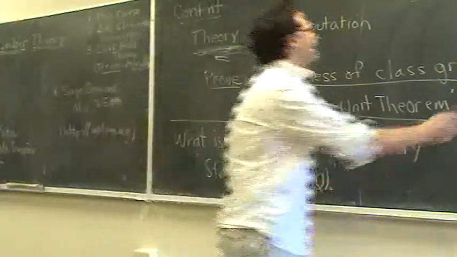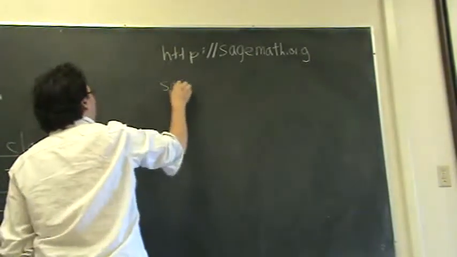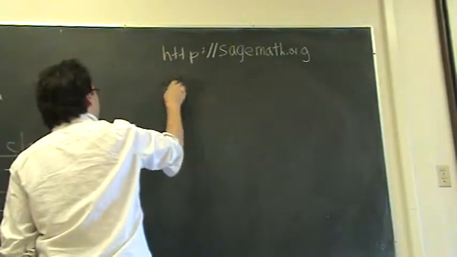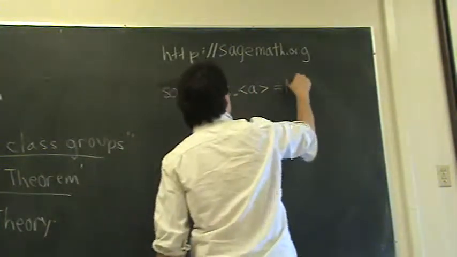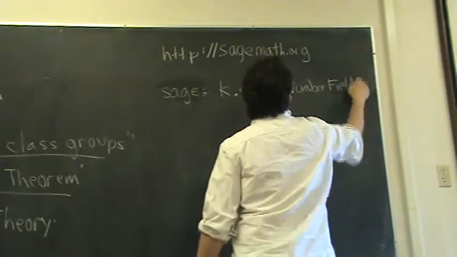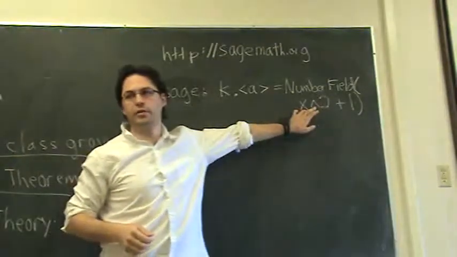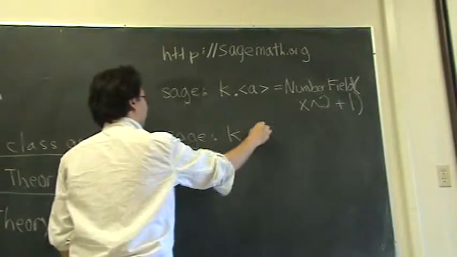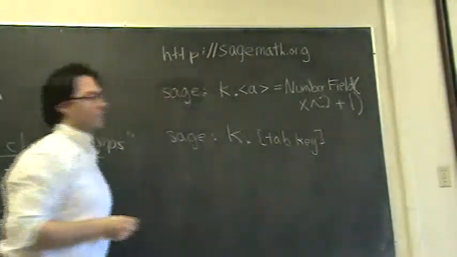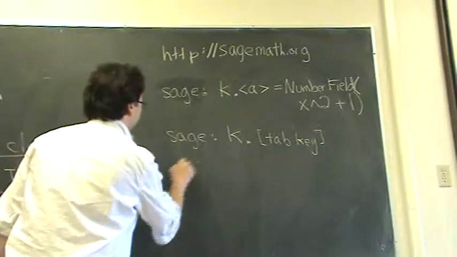Speaking of Sage, by the way, this is software I'll use for a lot of examples, so you might want to take a look at it. You just go to the website, sagemath.org. And here's an example of using Sage to make a number field. The input to Sage is K.<a> = NumberField(x^2 + 1). This makes the number field that's generated by a root of this quadratic polynomial. And then we can do various things with K. If you type K. and then hit the tab key, you'll see maybe 100 different commands that give you access to various functionality related to K, for example class group, Galois group, et cetera. So that was a quick aside.